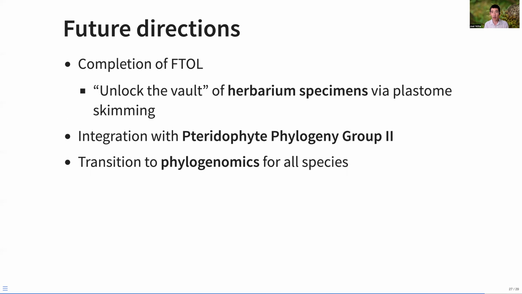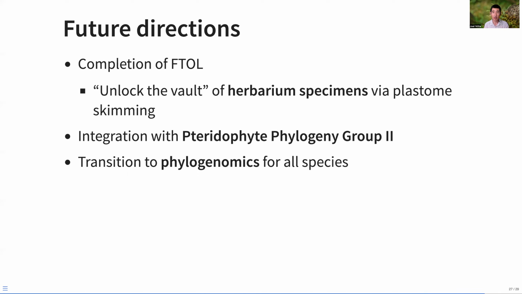So in the future, there's a couple things I want to do. First of all, I really want to complete the full fern tree of life and fill in that missing 50% of species we don't have yet. To do that, I don't think we can just wait around for sequences to show up in GenBank. We'll probably have to do some active sequencing, most likely of herbarium specimens, maybe via plastome skimming, which should work nicely with our existing plastome dataset.